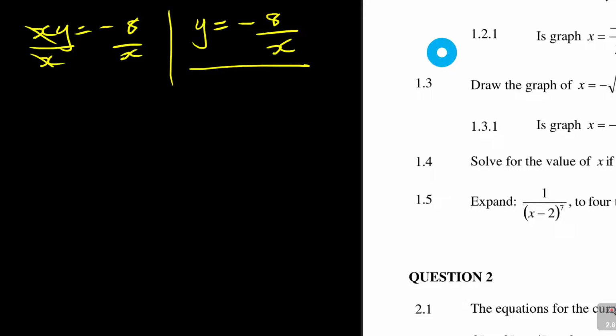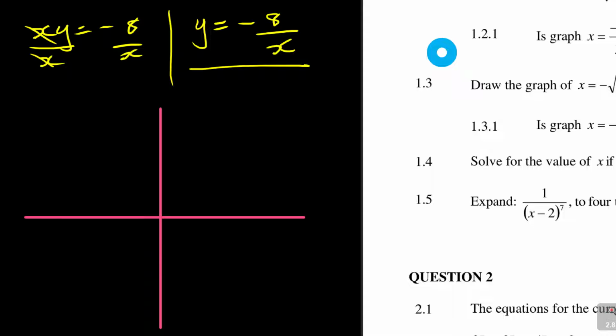So when you're sketching, of course they're saying draw the graph, but they're saying sketch. They are not sensitive to actual numbers. They want the shape. So you've got your y-axis, very important. Don't forget to label them. And the arrows are very important.